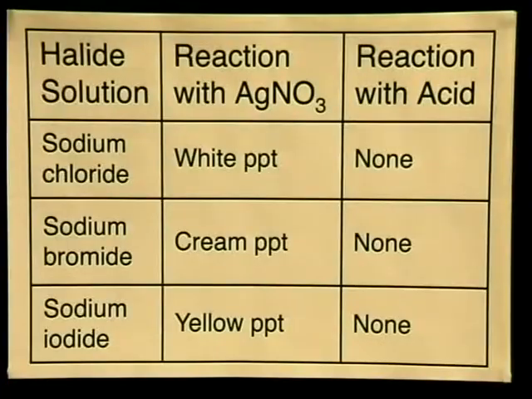I've drawn up a table of results. Compare your table with mine. In the test tube containing the chloride, the precipitate is white. In the test tube containing bromide, a cream-colored precipitate is formed, while in the test tube containing the iodide, the color of the precipitate is yellow. None of the precipitates reacted with nitric acid.